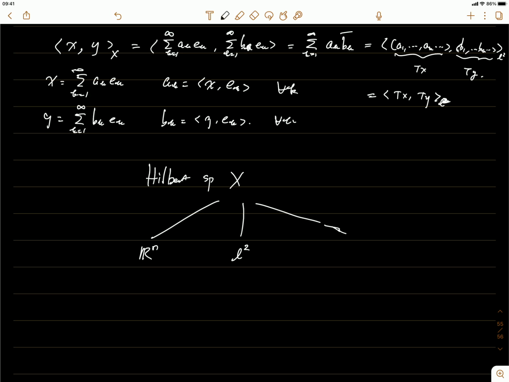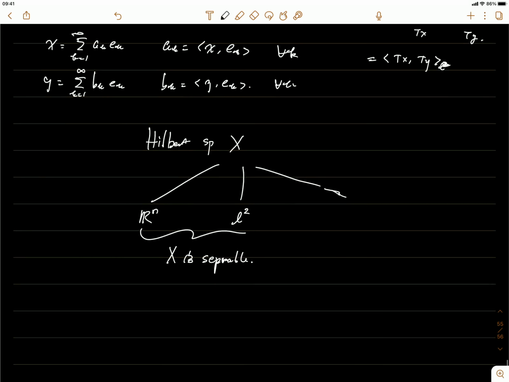In these two cases, X is separable, as we showed earlier. In the last case, it's not necessarily separable. This is the case where we may have a basis that is uncountable. There are many examples of this, and here is just one of them.